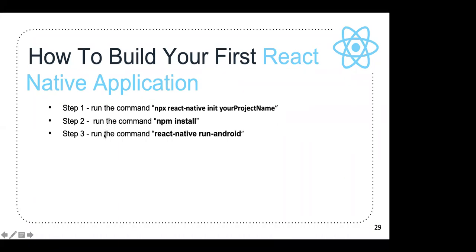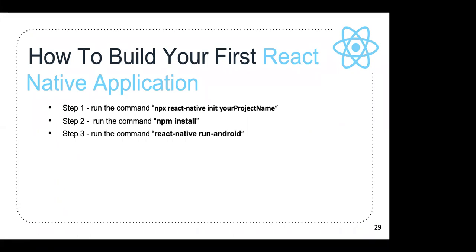Then you need to run npm install, because we need to have node modules. Step 3 is we need to run react-native run-android. This code will initialize your project and bring up and run your application. I have already configured these things and run those commands because of the lack of time.